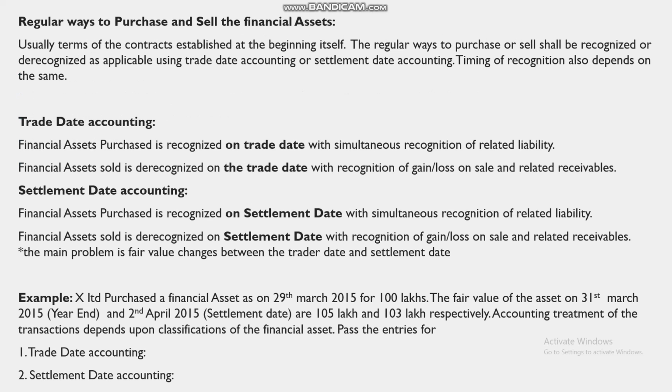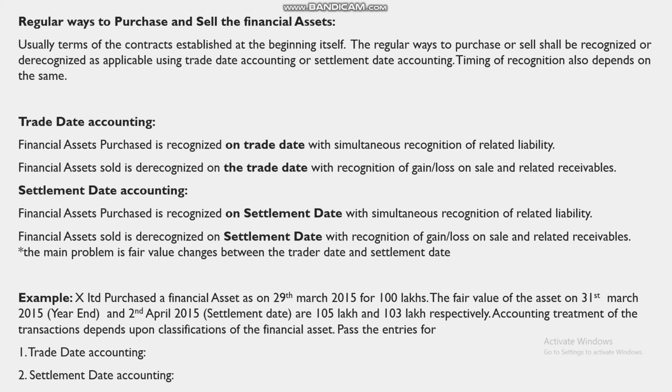So here are the regular ways to purchase and sell financial assets. Usually the terms of the contracts are established at the beginning itself. The regular way purchase or sale shall be recognized, as applicable, using trade date accounting or settlement date accounting. For accounting treatment, there are two options: trade date accounting, when you traded, that date, or settlement date accounting, when the settlement is done, that date. Just the date is changed and even some of the amount will change, but the ultimate effect may be the same. Timing of the recognition also depends on the same.